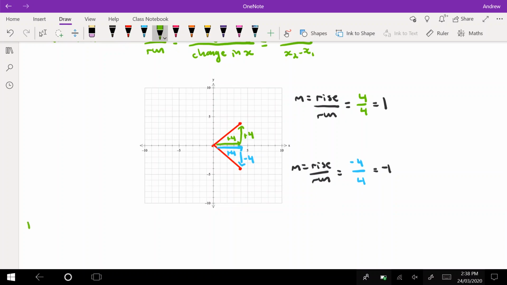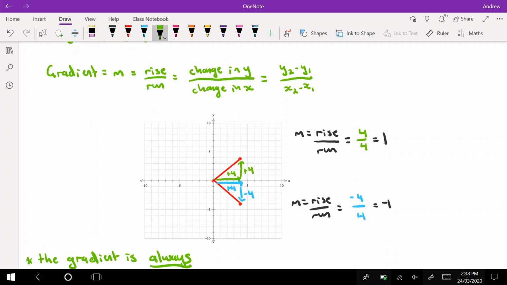But isn't there 2 lines there? Oh wait, there's 2 different things. The gradient is always... Is that right? Gradient is always from left to right. We always read gradient from left to right. Look how you wrote it. From left to right. So how do you know which y or x you have to start with?